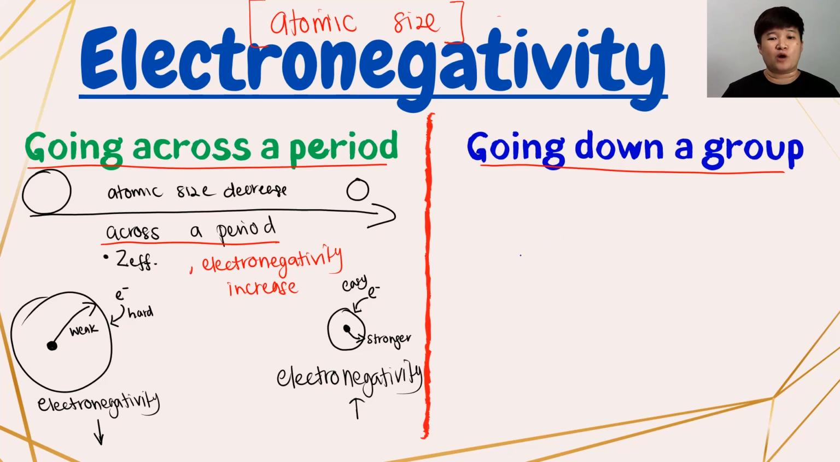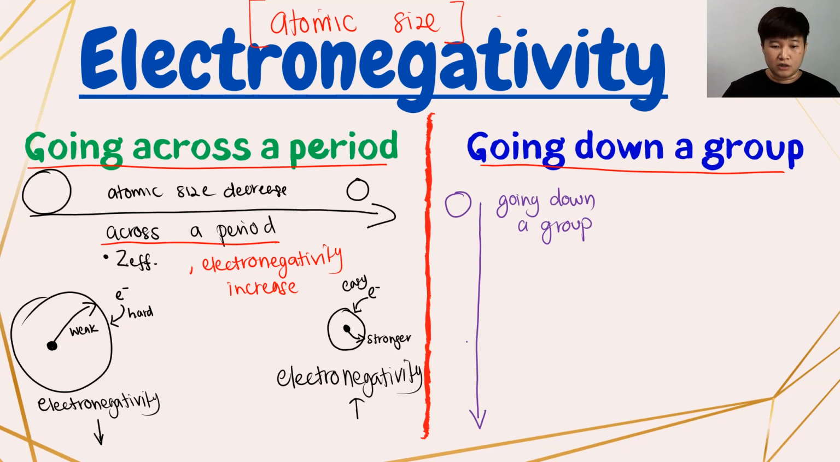And what would happen when you are going down a group? We have learned that in a previous video. You know that when you are going down a group, what happens to the size? When you're going down the group, the size from small will become bigger at the end of it. Why? Because of the shielding effect. If you don't understand this, please watch the previous video, 6.2 part 1, where we talk about why the atomic size changes when you go across a period and going down a group. So, due to the shielding effect, when you go down a group, the atomic size increases.